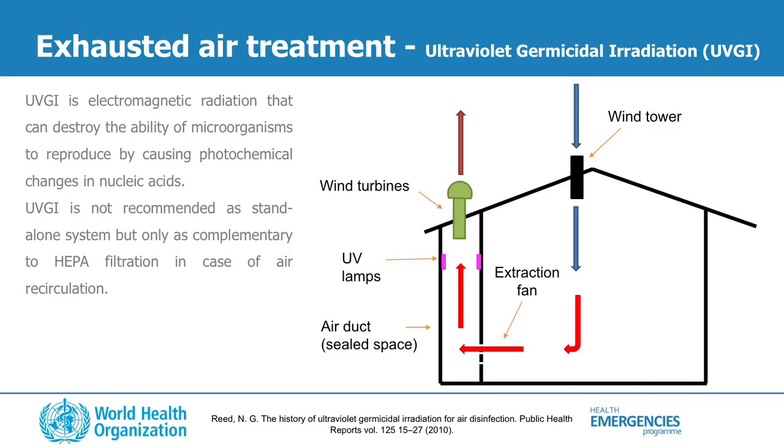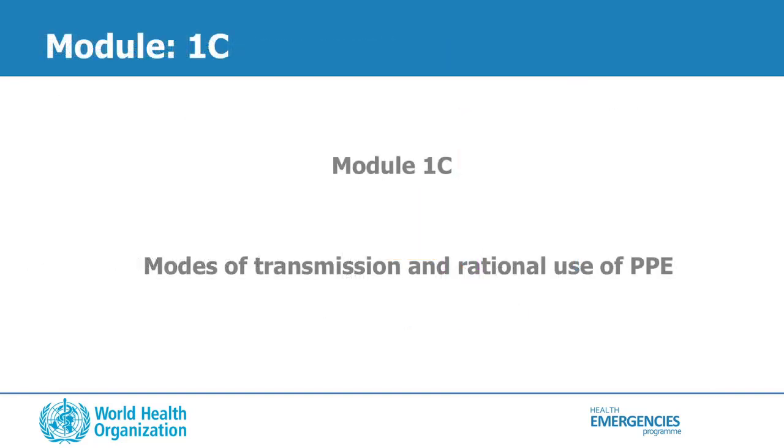Because the clinical effectiveness of UV systems may vary, UVGI is not recommended for air management prior to air recirculation from an airborne isolation room. It is also not recommended as a substitute for HEPA filtration, exhausting air to the outside, or negative pressure, but as a complementary system only.